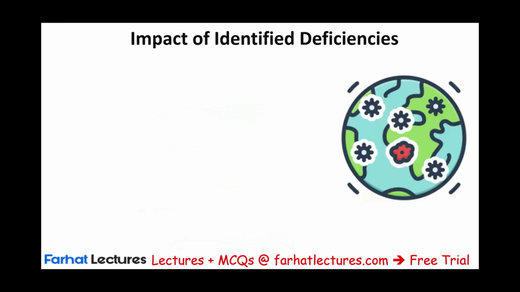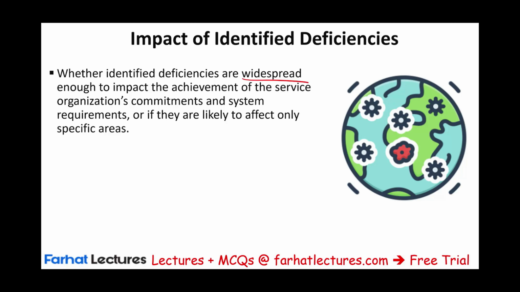Also, we have to look at the impact of the identified deficiencies. Are they widespread enough to impact the achievement of the service organization's commitments and system requirements, or are they likely to affect only specific areas? So how widespread is the problem? Because at the end of the day, the service organization made a commitment or commitments, and they have a system requirement. Is this deficiency affecting their ability to deliver their commitment? Is it affecting their system? If the answer is yes, we have an issue. If they are likely to only influence certain areas, then we can live with that.